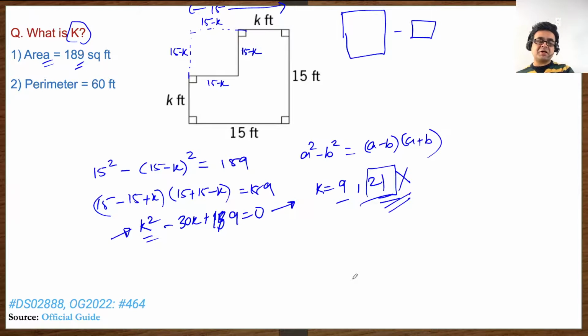So given the constraints that we have, the value 21 is not possible, and hence there is only a unique value of k given in the statement 1, and that is k equals 9. So statement 1 is sufficient.